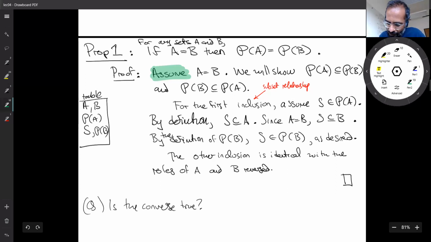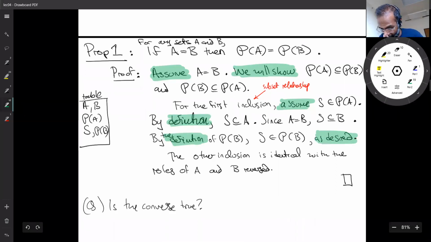Let me just highlight all the logical connectives here. I would say the logical structure of the proof is specified using words like this. So "assume A equals B" is a conditional statement. "We will show" is breaking up this set equality into two inclusions. This is showing another conditional that's necessary to show the first inclusion. Then I'm applying some definitions here. And then "as desired" is saying I just finished showing the conclusion I wanted.